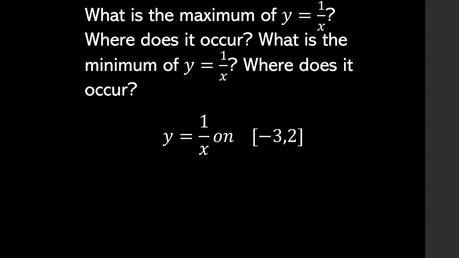Well, it worked last time. Let's try our same closed interval. 1 over x on the closed interval negative 3 to 2. Can we find a maximum? Can we find a minimum?